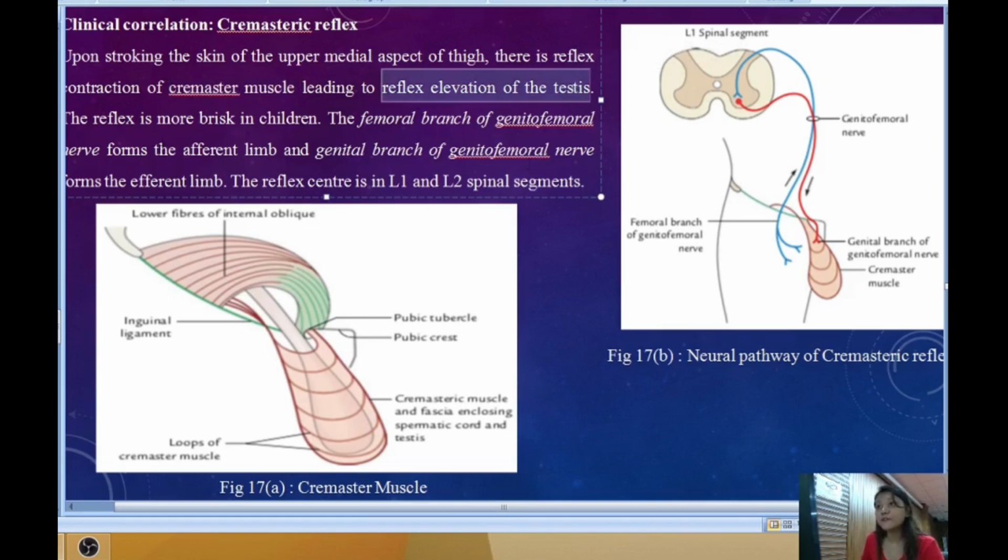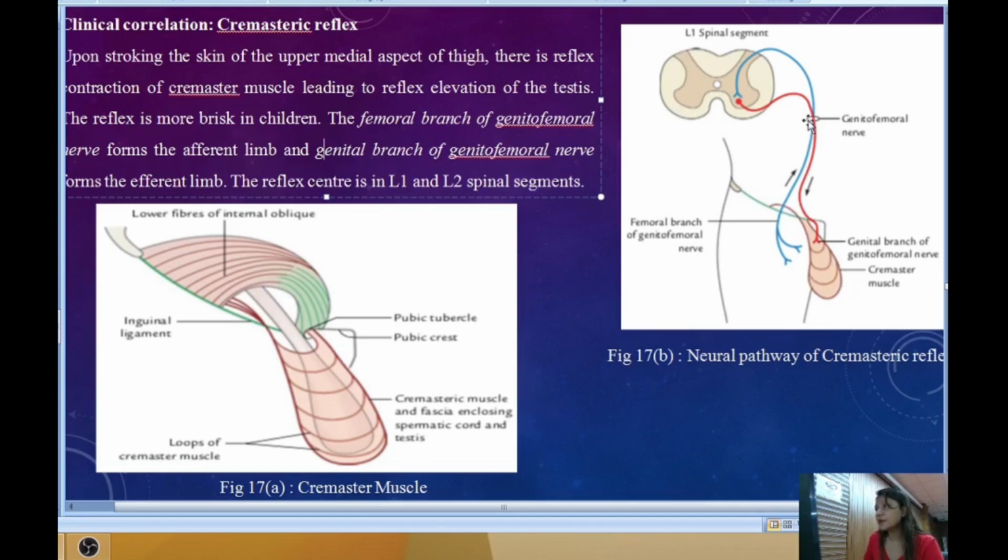This reflex is more brisk in children. Why does this reflex occur? The femoral branch of genitofemoral nerve forms the afferent limb, and the genital branch of genitofemoral nerve forms the efferent limb, and the reflex center is L1 L2 spinal segment. So here you can see this is the spinal segment and this is the testis.